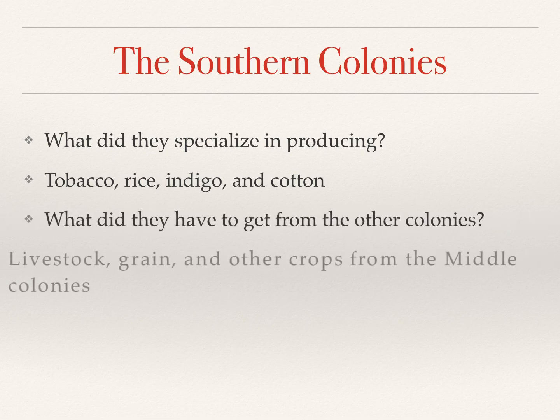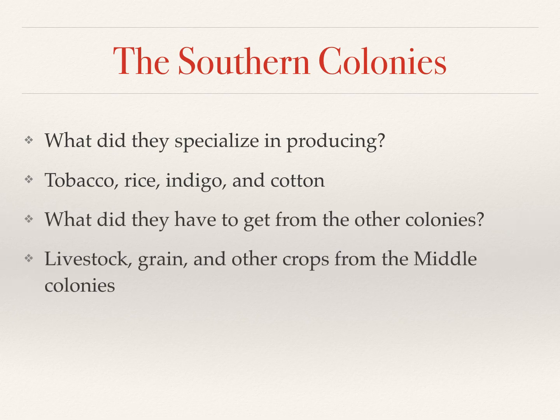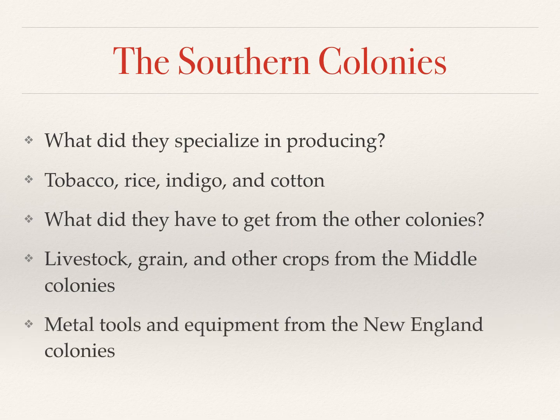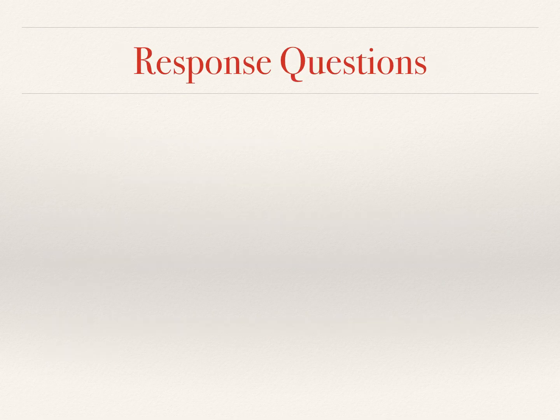So what did they get from the other colonies? Well, they got livestock, grain, and other crops from the middle colonies. And then they also got metal tools and equipment from New England. So you can see if you are a tobacco plantation, you need to get things like livestock and grain from the middle colonies to be able to survive. And you're going to need metal tools to harvest that tobacco crop from New England. Again, seeing that specialization in these cash crops of tobacco, rice, indigo, and cotton, and interdependence, needing things from the middle and New England colonies.